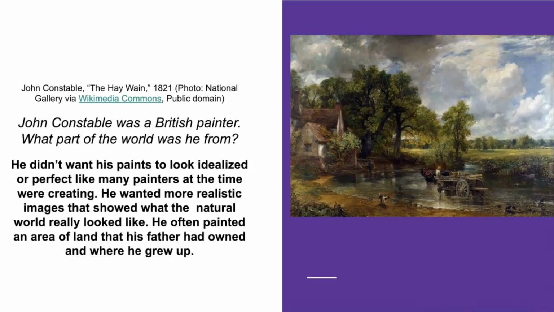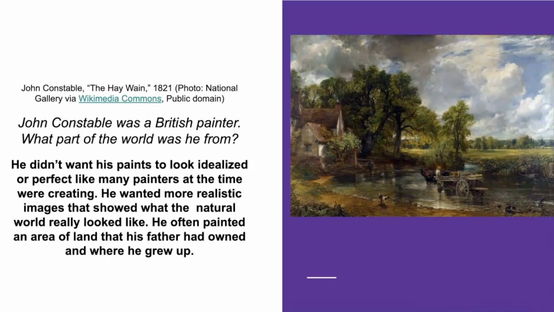This is called The Hay Wain. It's by John Constable from 1821. And John Constable was a British painter. So what part of the world does that mean he was from? It's from Europe, and specifically from England. He did not want his paintings to look idealized or perfect, like a lot of painters at the time did. He wanted to have really realistic images of what he thought the natural world looked like.